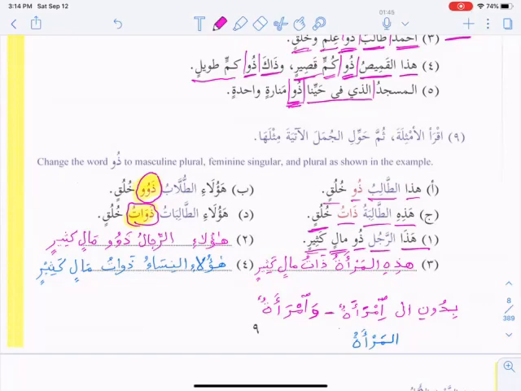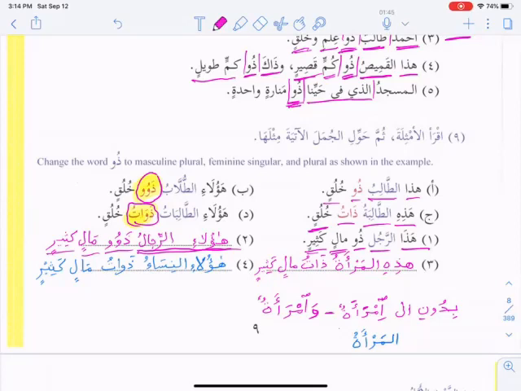This man is loaded with money. We can say in a fun way, this man is loaded with money, but the proper translation will be, this man is very rich. He has a lot of money. Right. Now, haulai rijalu. These men are loaded with money. See, zavu malin kashirin, haulai.